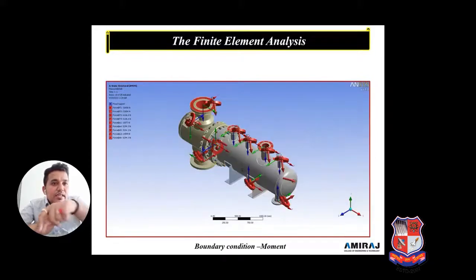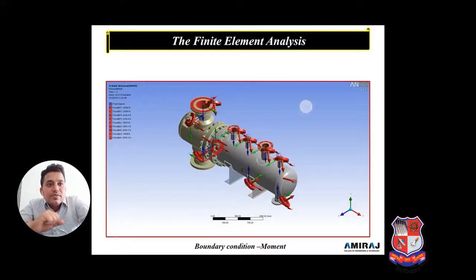Let's see the second boundary condition, the moment. Here we can observe the moments in X, Y and Z at each and every flange. You can observe that the flange is connected with another flange from the upper side pipe. For that purpose, that load also we consider during the analysis. Here is the red portion, and here is another red portion.